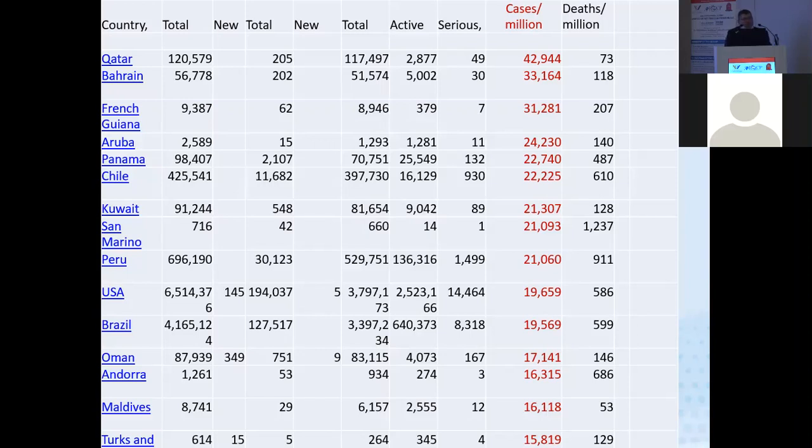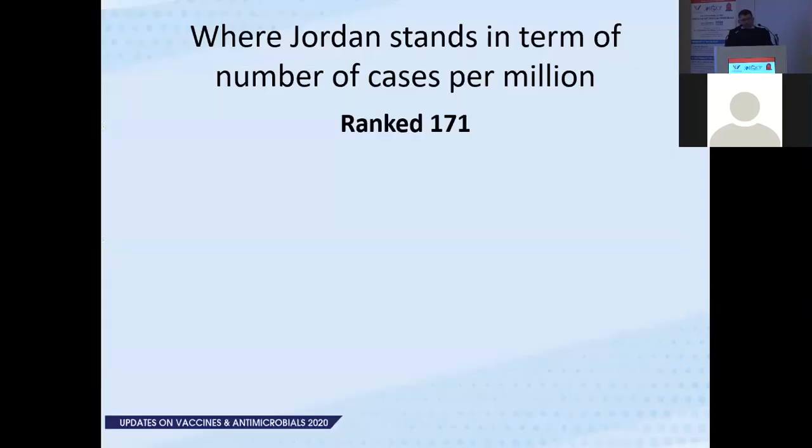In epidemiology, we look at the rates, not the actual numbers. So we believe that much work should be done for Qatar, Bahrain, Oman, Kuwait, other countries in the region, because the number of cases per million is high. So Oman, Bahrain, Qatar, Kuwait, then USA, Brazil: when we look at the numbers per million, this is high. In Jordan, if you look at the number of cases per million, we rank 177. So the situation in Jordan, in terms of cases per million, is good.